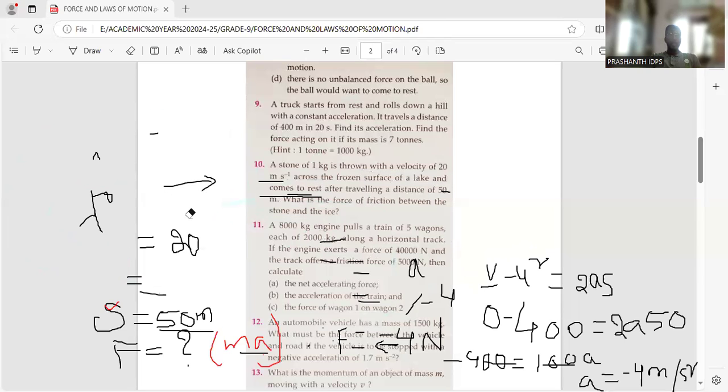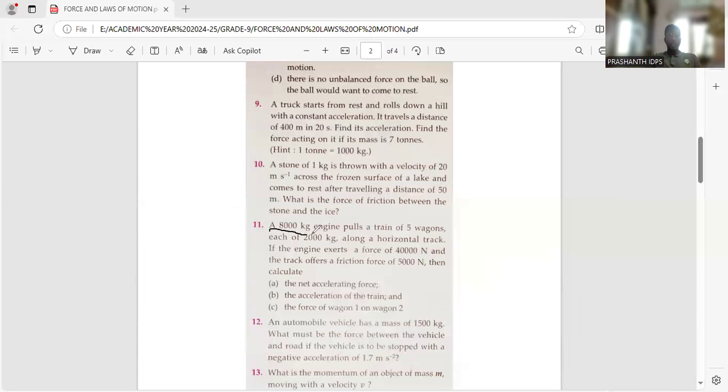Coming to the next question. A 8,000 kg engine pulls a train of 5 wagons, each of 2,000 kg, along a horizontal track. Let us understand the question. 8,000 kg engine. Let us consider this is a train, and this is the engine of the train.